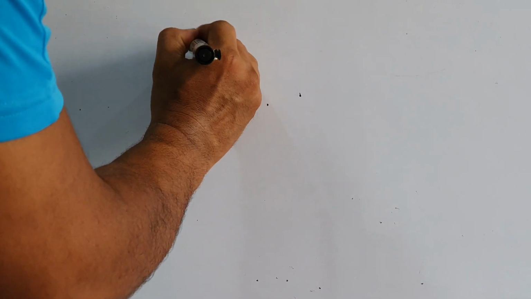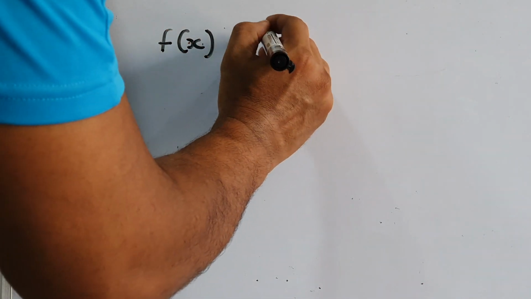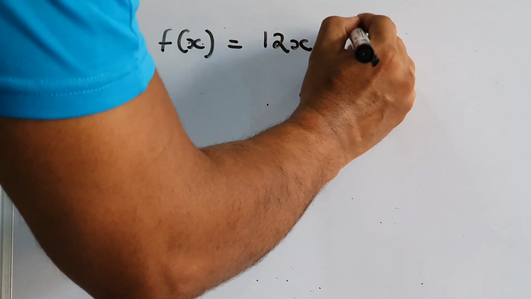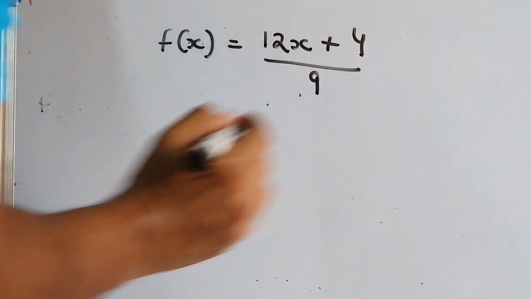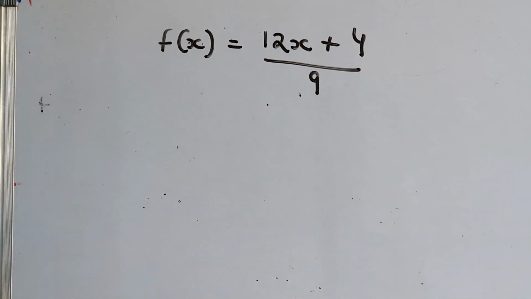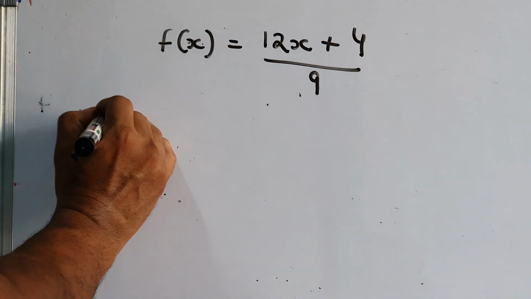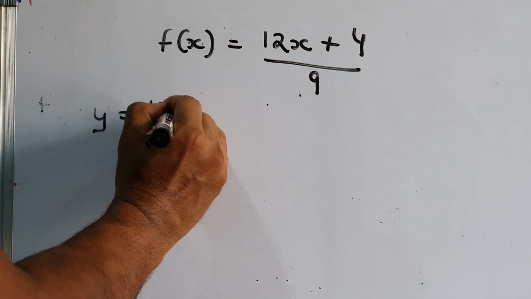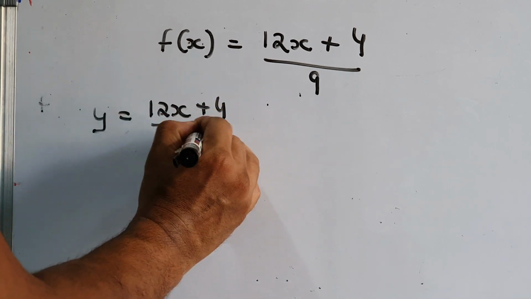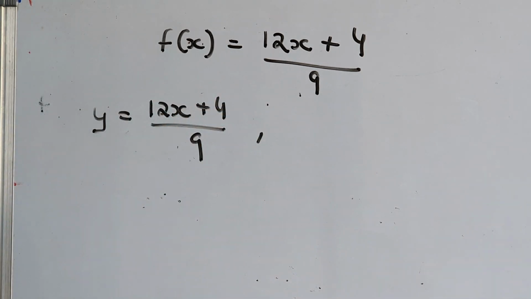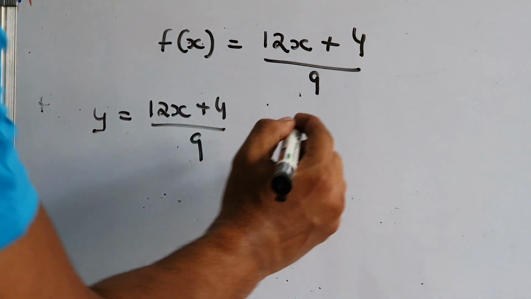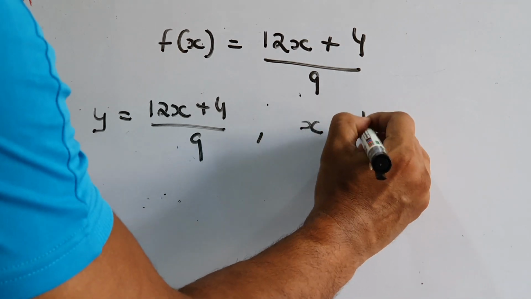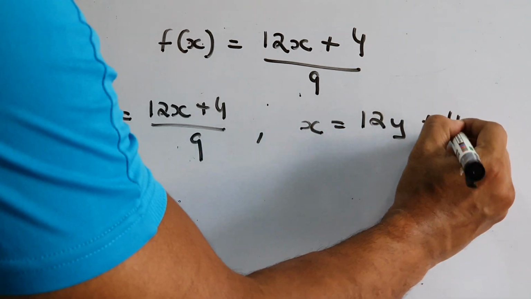Let us see. f of x is equal to 12x plus 4 upon 9. I want to find the inverse. First step, always let y be equal to 12x plus 4 upon 9. Second step, you have now understood. Swapping x and y, I get x is equal to 12y plus 4 upon 9.